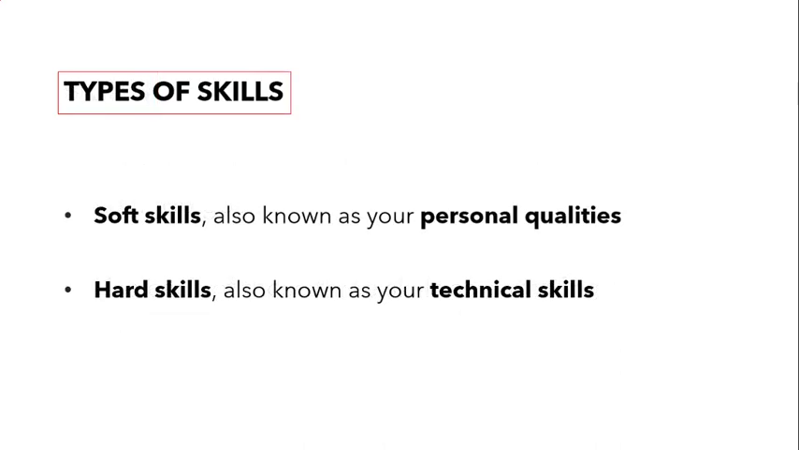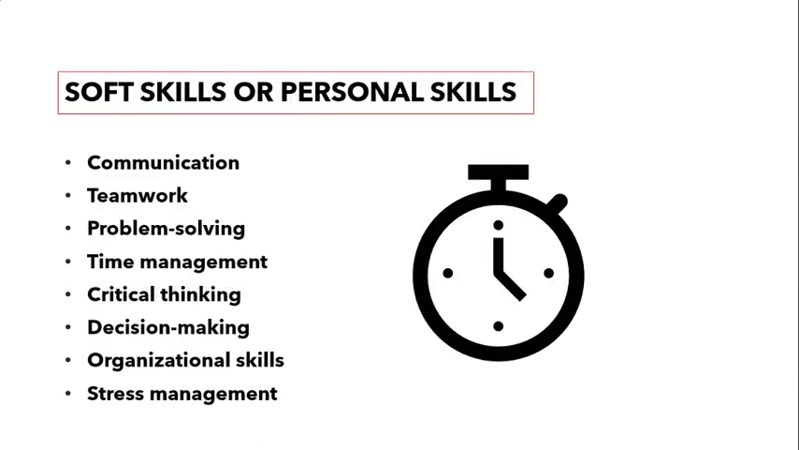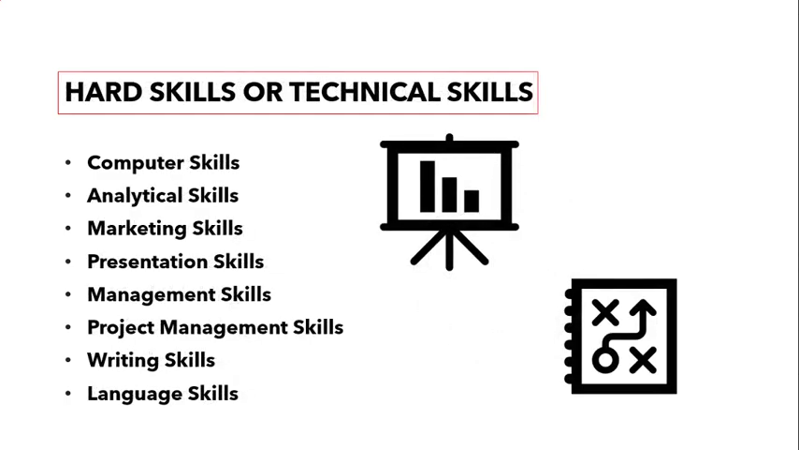Before we go over the 3 steps, let's go over the 2 main skill types: soft skills, which are also known as personal qualities you have, and hard skills, also known as your technical skills. Examples of soft skills or personal skills are communication, teamwork, problem solving, time management, critical thinking, decision making, organizational skills, and stress management. Examples of hard skills or technical skills are computer skills, analytical skills, marketing skills, presentation skills, management skills, project management skills, writing skills, and language skills.